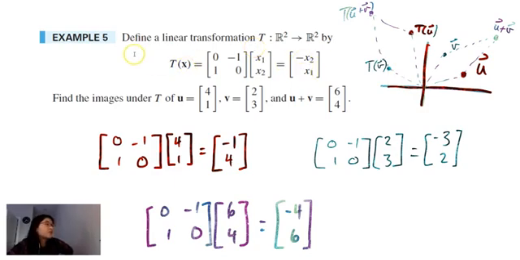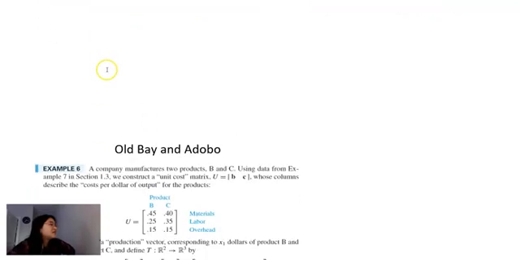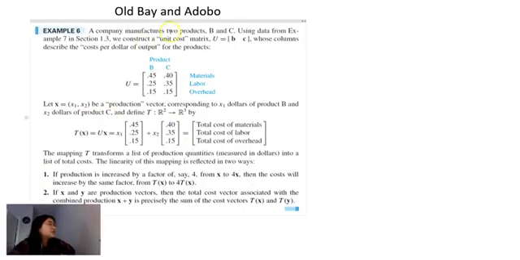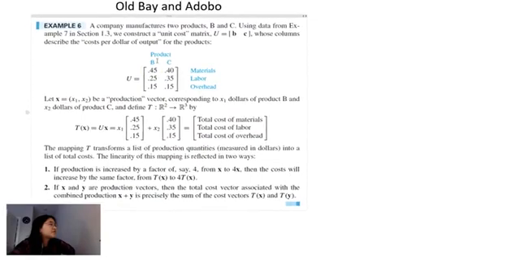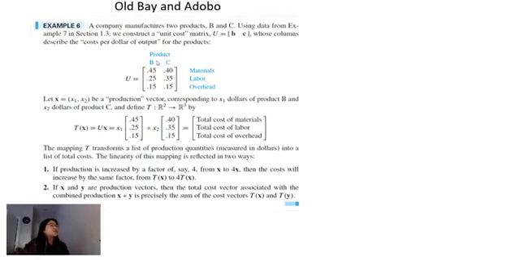Oh wait, no, there's one more problem. So, we have two products, B and C, so let's call them Old Bay and then adobo, which doesn't have anything to do with C, but it's important that you know what adobo is. It's delicious. It's mostly garlic powder, but also, you know, some salt and other things.